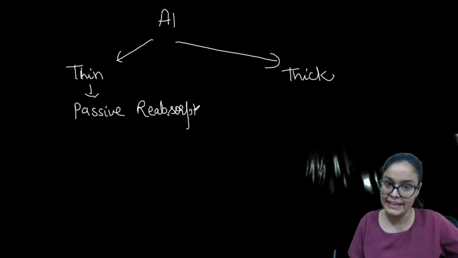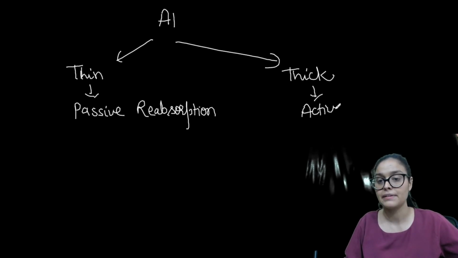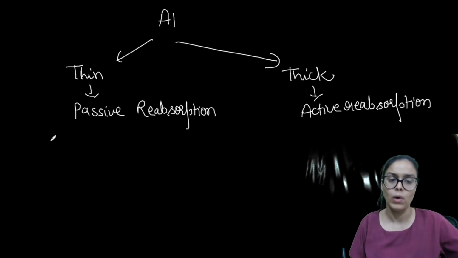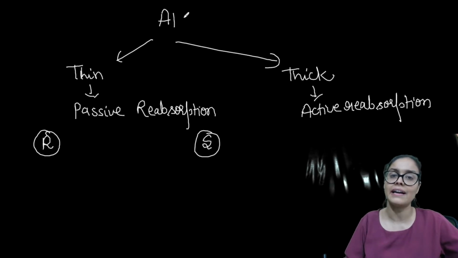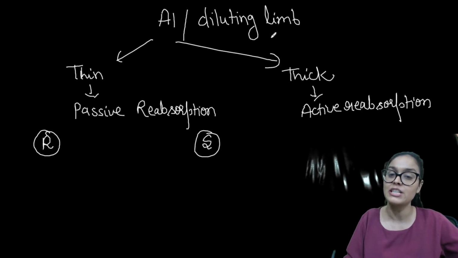Whereas in case of the thick limb of ascending limb, active reabsorption happens. So we will be seeing both the things, and obviously seeing what is reabsorbed here, what is secreted here. Reabsorption or secretion of what? And ascending limb is known as the diluting limb, because it is having the diluted solution.